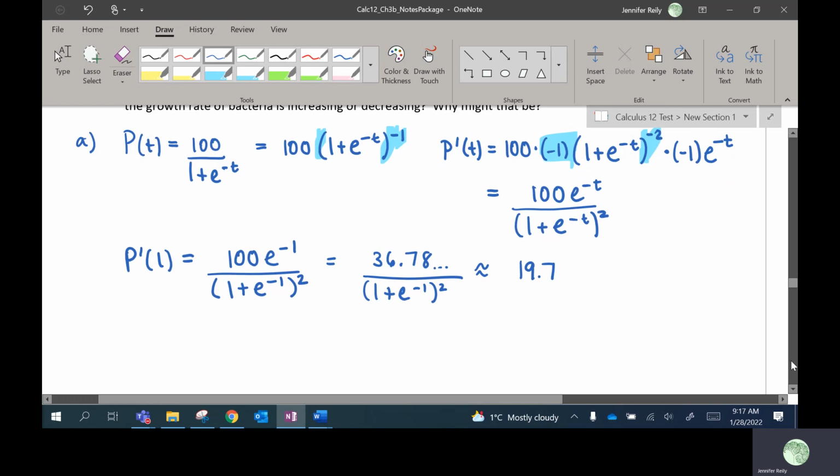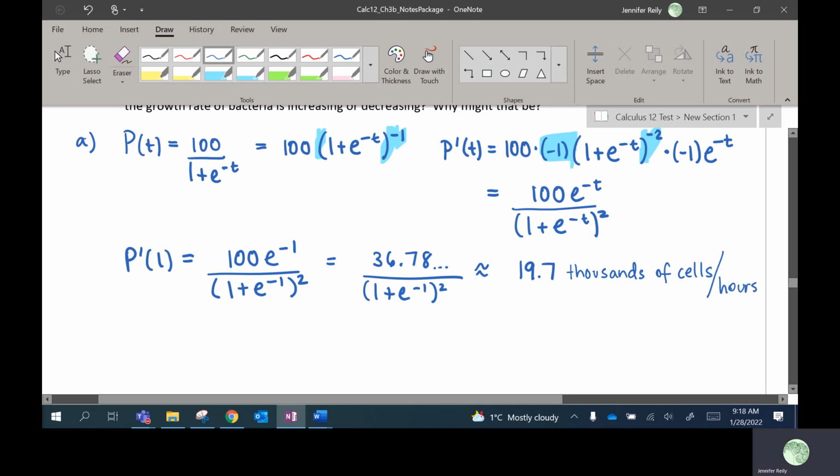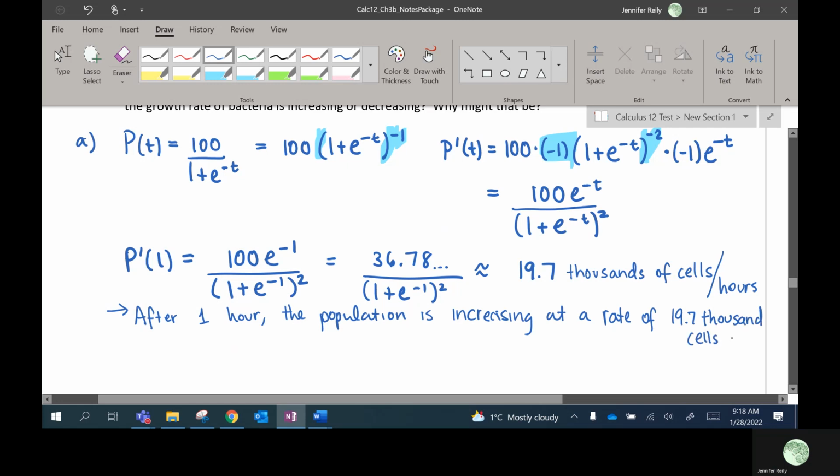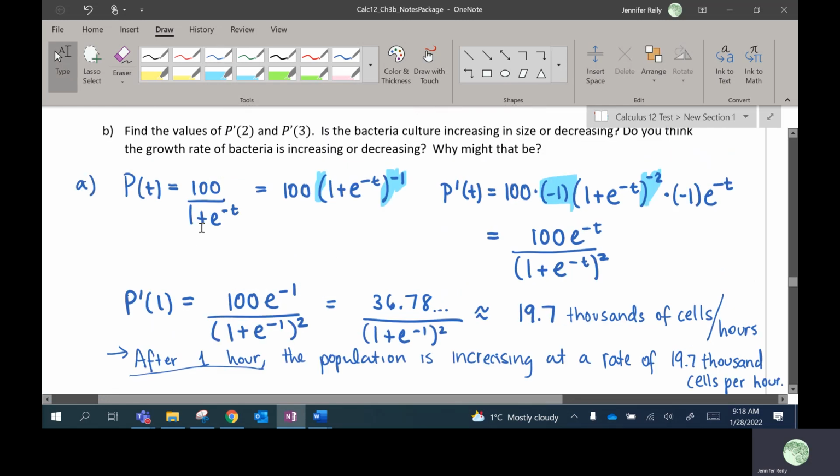So this means, let's remember what our units are. This is thousands of bacteria cells. And the unit of time here was, I think, hours. Yeah, hours. So what this means in a sentence is after 1 hour, the population is increasing at a rate of 19.7 thousand cells per hour. Can squeeze that sentence in there. It's really important you say after 1 hour, because we plugged in 1 here for 1 hour. Every hour it's going to change.